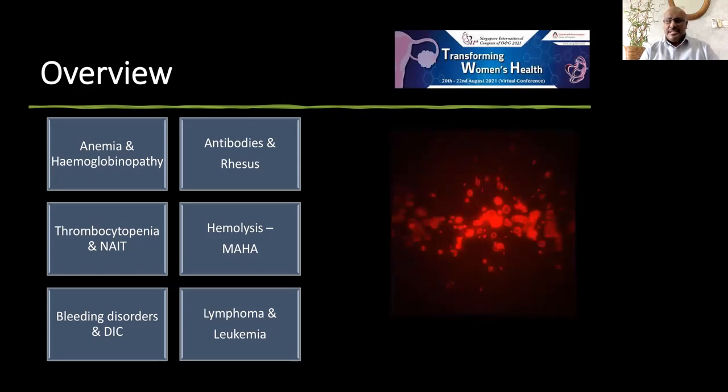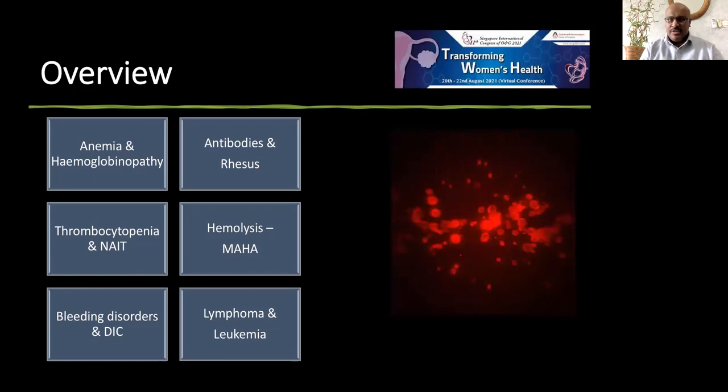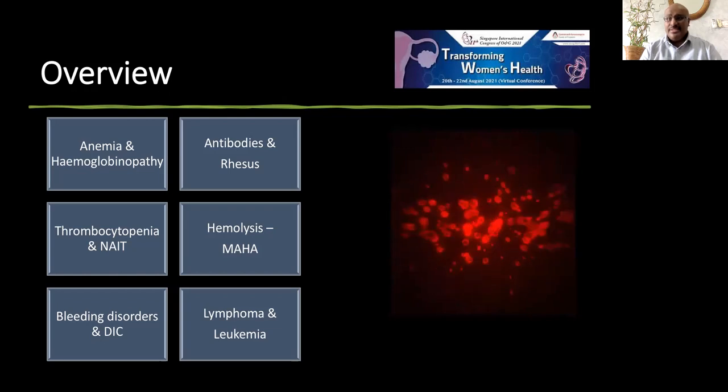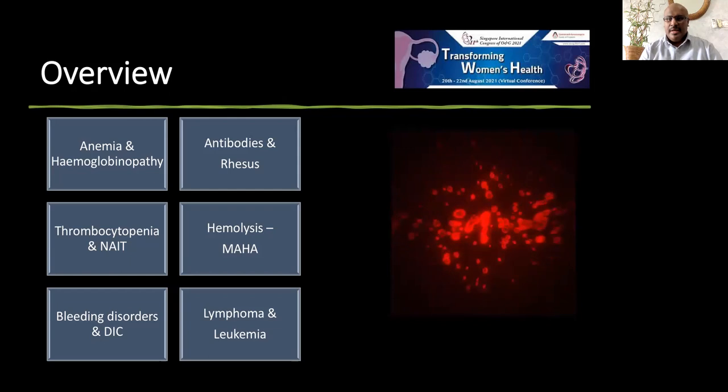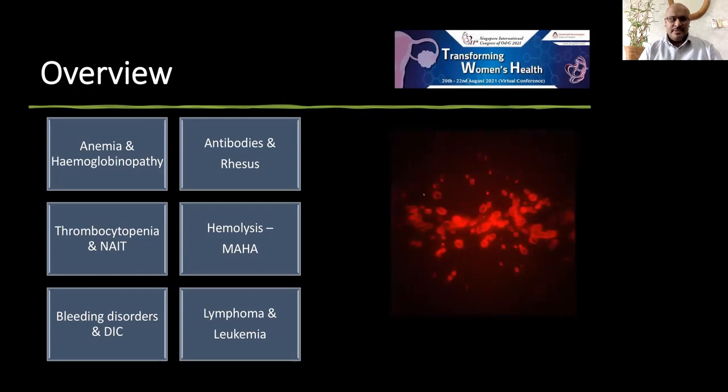I'm going to talk about hemolysis, the importance of MAHA, which is known as microangiopathic haemolytic anemias, the 6 common causes that all obstetricians must know. I'm going to talk about bleeding disorders, some updates about DIC, and finally, the management of hematological malignancies in pregnancy.